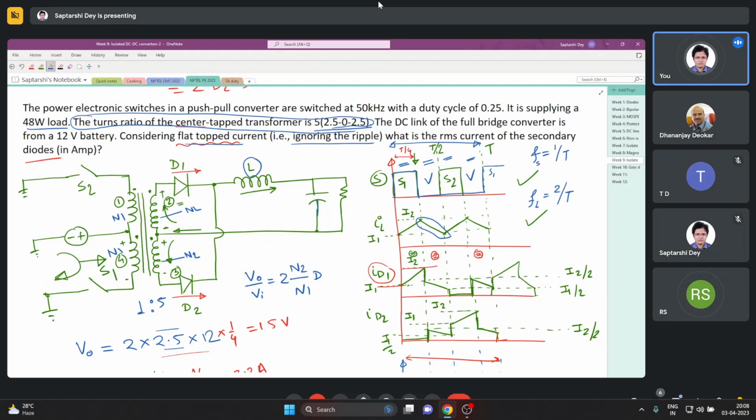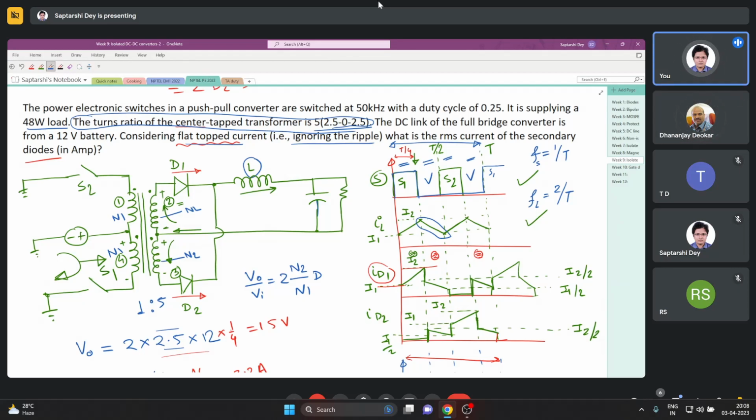Sir, if the inductor frequency is two times the switching frequency of S1, then the size is going to be half of the normal forward converter type of inductor. Yes, it is going to benefit there.